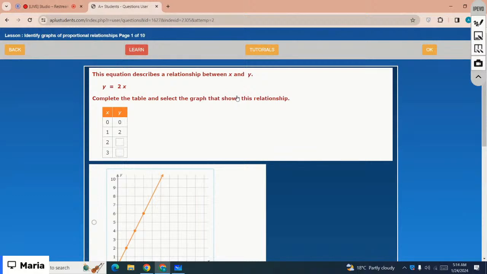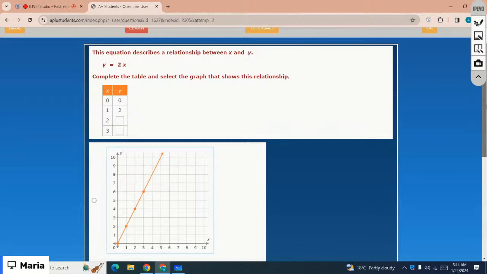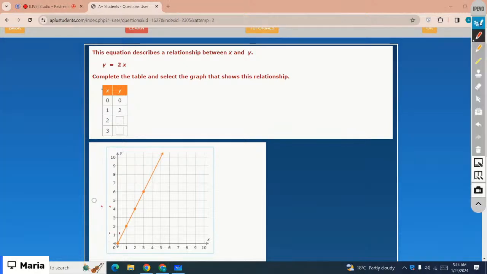This equation describes a relationship between x and y. The equation is y equals 2x. Complete the table and select the graph that shows the relationship. Let's just complete the table first, right? The equation is y equals 2x. So you have to find for x equals 2 and x equals 3. Let's replace x with 2. So 2 times 2 is 4. Here you have 4. Then x is 3. Replace x with 3. 2 times 3 is 6. So here are the pairs of values, that is 0, 0, 1, 2, 2, 4 and 3, 6.